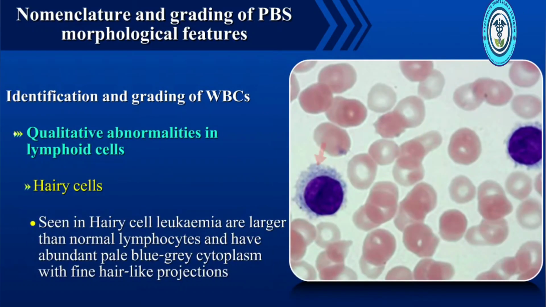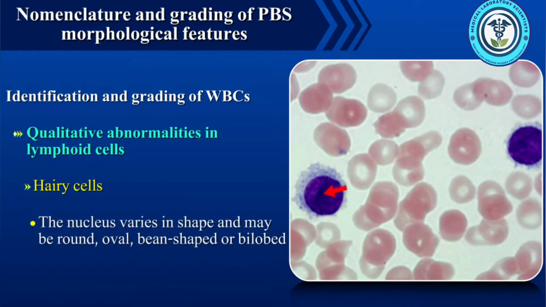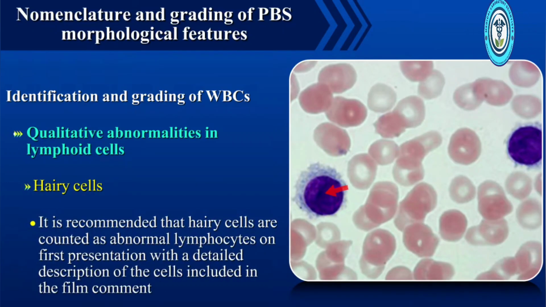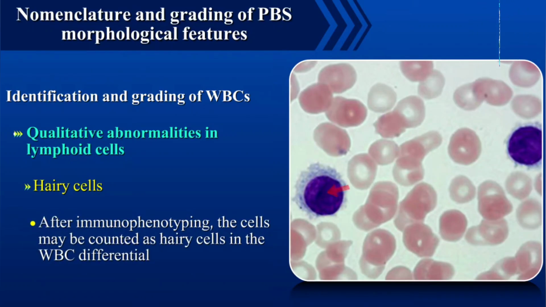Hairy cells are seen in hairy cell leukemia, and they are larger than normal lymphocytes and have abundant pale blue to grey cytoplasm with fine hair-like projections. The nucleus varies in shape and may be round, oval, bean-shaped, or bilobed. It is recommended that hairy cells are counted as abnormal lymphocytes on first presentation with a detailed description of the cells included in the film comment. After immunophenotyping, the cells may be counted as hairy cells in the WBC differential.